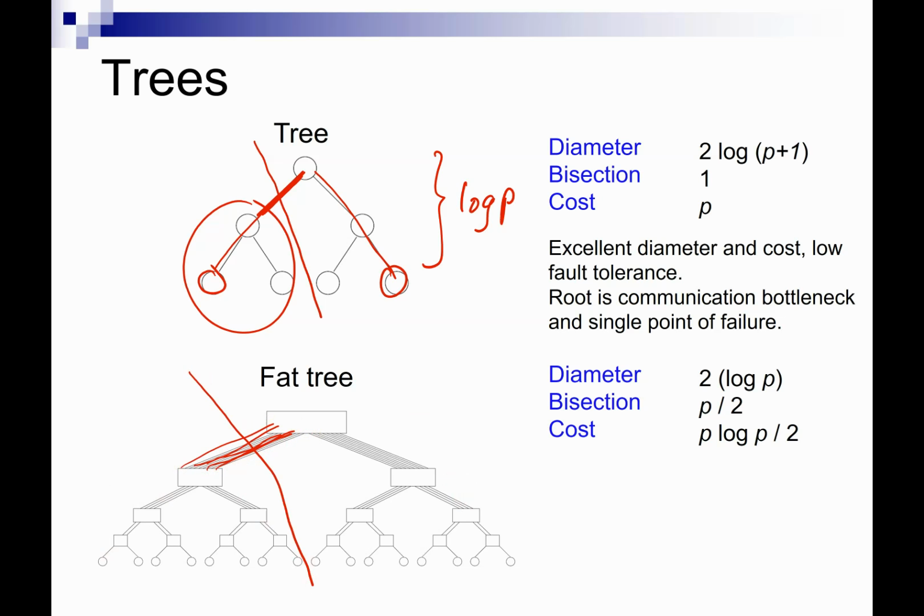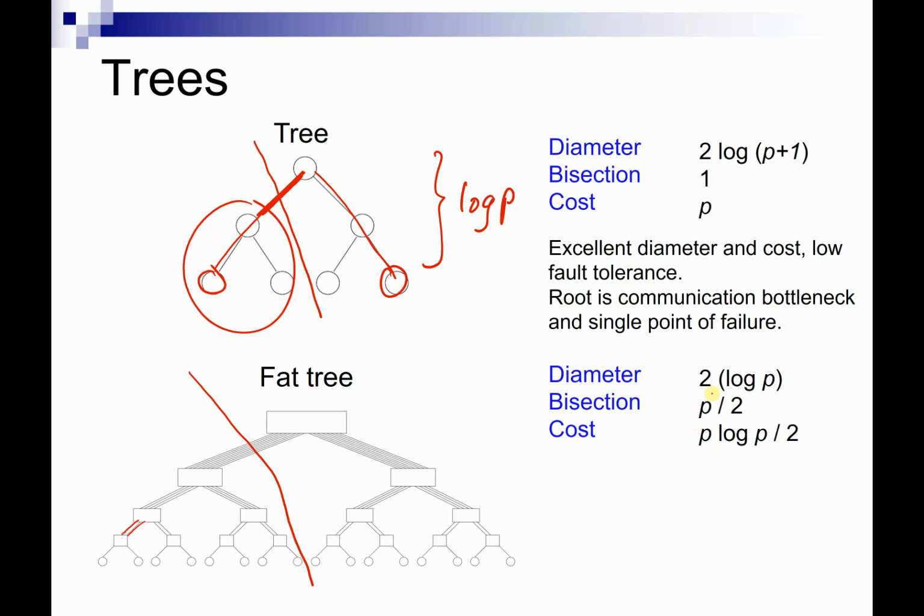In fact, the way you build this fat tree is that each time you move up the tree, you double the number of edges between a child node and its parent. So here you have 2 edges. If you move up another layer, you have 4 edges, and then you have 8 edges over here. Now since you have 8 edges and you only have 8 nodes, each node can have its own dedicated communication edge. So basically, the fat tree has a much better bisection width compared to the regular tree. In fact, the bisection width is going to be p over 2.